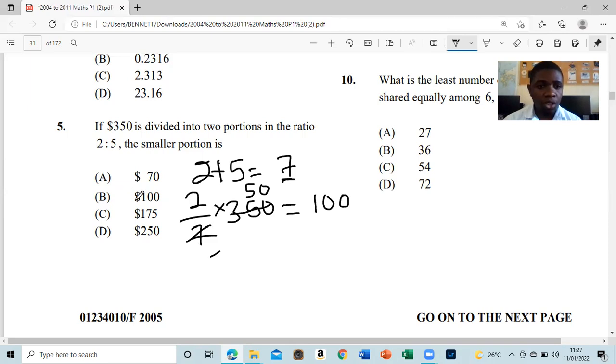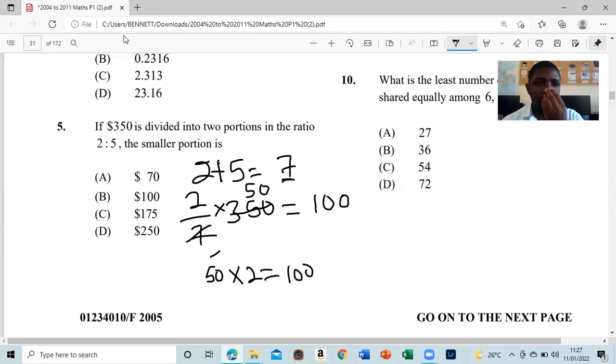Also, we could say that since the total share is 7, right? How much is one share? So one share will be worth $50. So the smaller share is 2 shares, so it will be 2 times the 50. So both ways are correct, right? That will give us 100 either way.